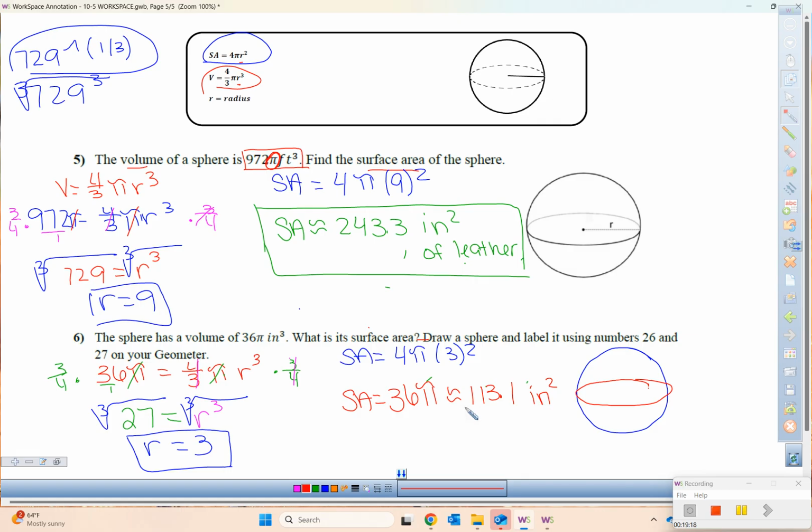Okay? Because let's think about it. We can leave it in terms of pi, but like up here, if I told you I need 36 pi inches of leather, would that really help me or help you? No. So having something like this is what's going to help us know something like that. All right? Okay. Any questions?